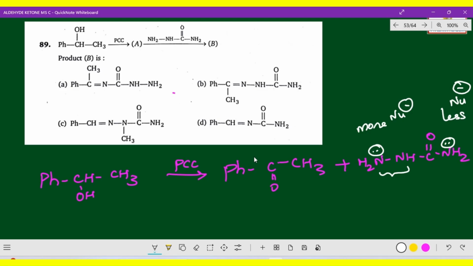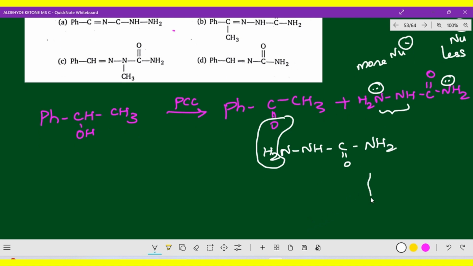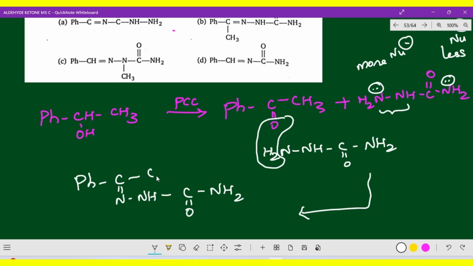Another question we have also seen in a previous video; you just check it, the same concept only. Now I just bring that idea for you. So H2N-NH-C=O-NH2, the same thing I write over here. Why? To remove this water molecule. When you remove that water molecule, the product you get is PhC(CH3)=N-NH-C=O-NH2. That's all. Here CH3 is mandatory. So this is the product you'll be getting. I hope you got the clarity.